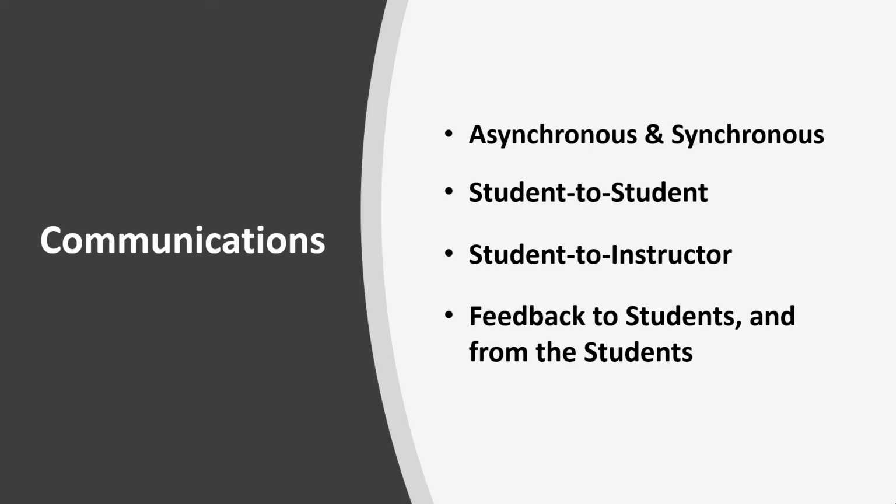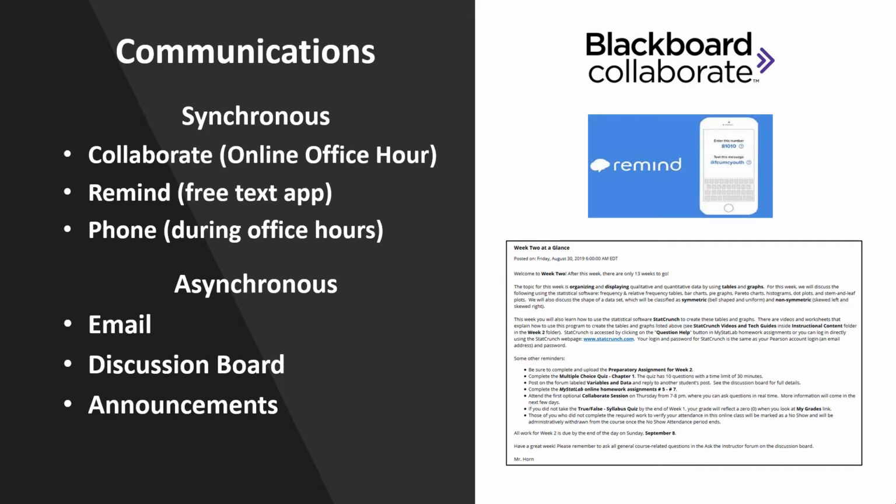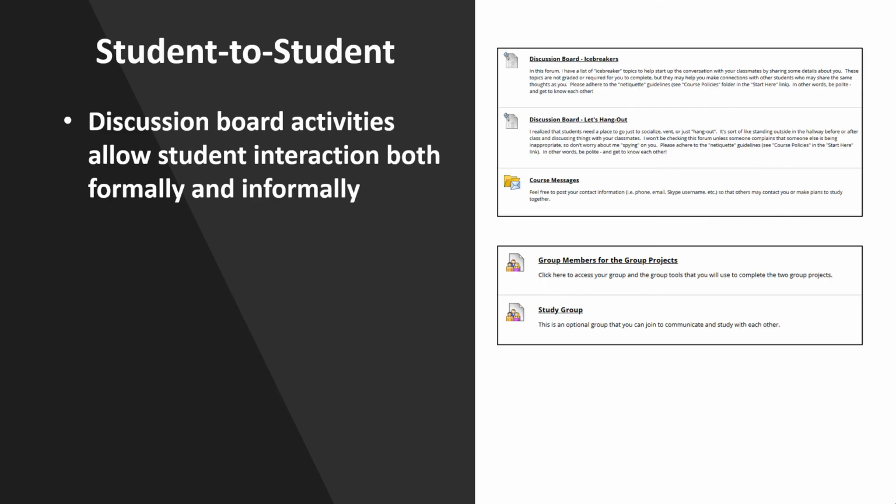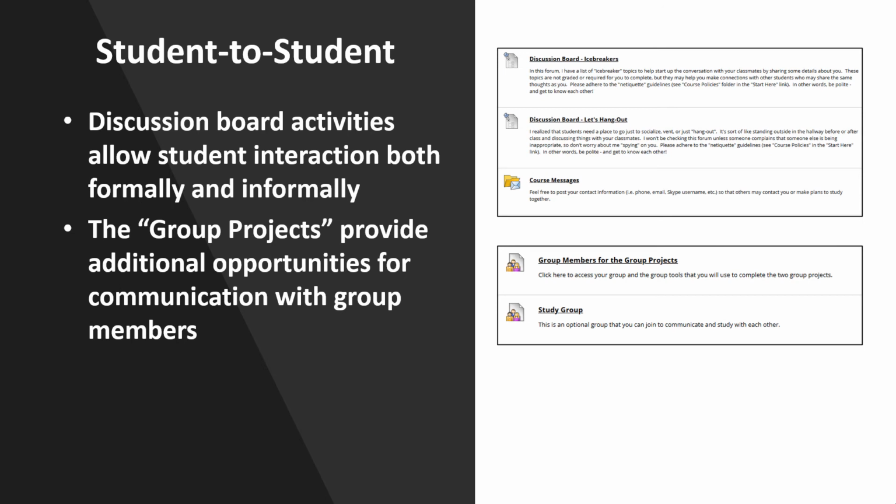Communications. Here are the four topics involving communications. Effective communication is an essential part of an online course. Blackboard Collaborate allows for weekly synchronous interactions, and students who are mobile users can use the optional Remind app, allowing for text communications. Asynchronous communications include email, discussion board, and course announcements, which allow for previews of course material and reminders of due dates. Discussion board activities allow students to interact with one another both informally and formally. The required group projects provide additional opportunities for students to communicate with each other.